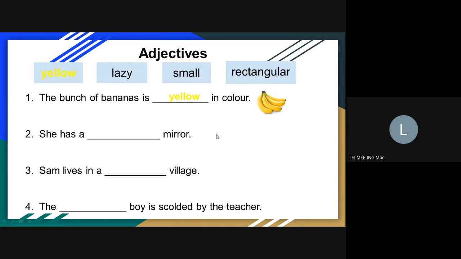Okay, question number 2. She has a mirror. Look at the picture. Which of the adjectives shows that it is about shape? Your answer please for question number 2.